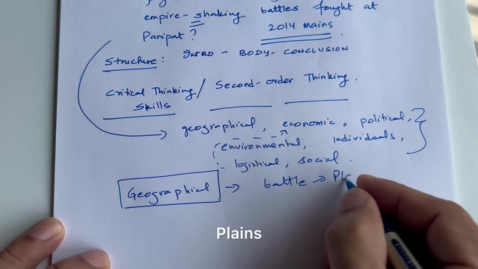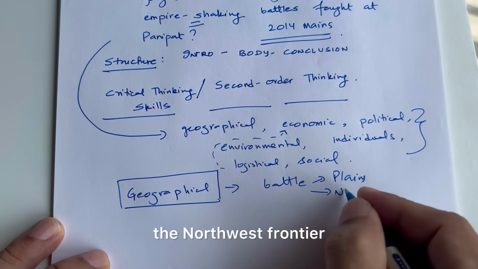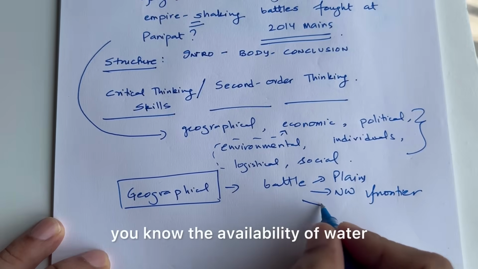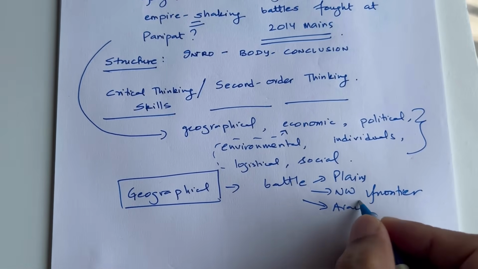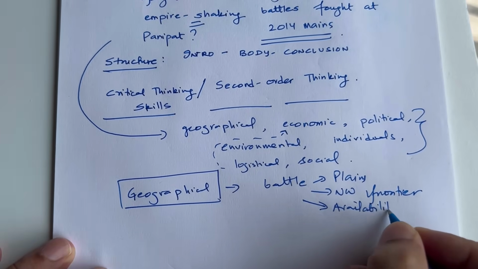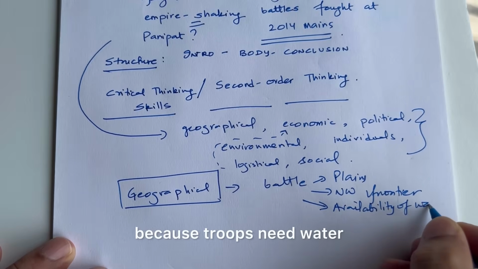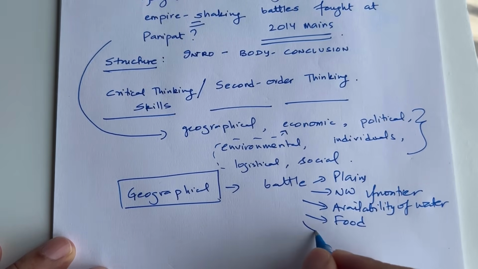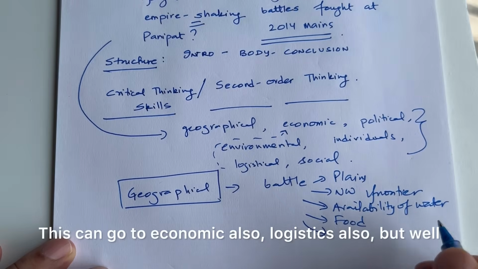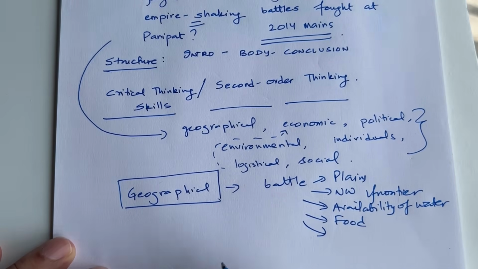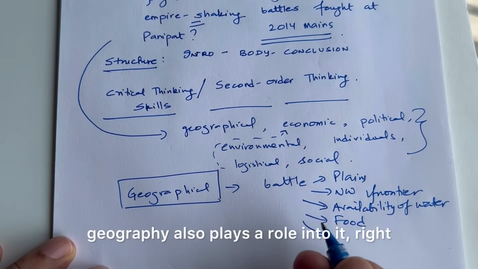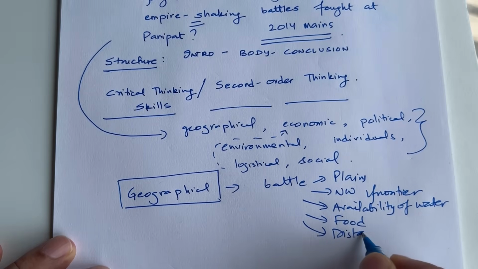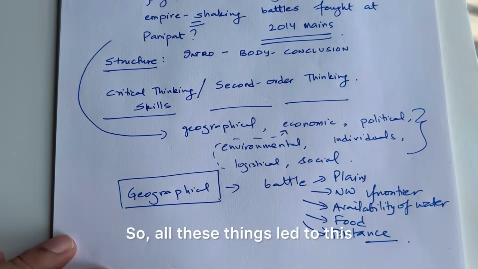Okay, plains, the northwest frontier, the availability of water, because troops need water, availability of food. This can go to economic also, logistics also, but well, geography also plays a role into it, right? Then apart from that, the distance, the sweet spot. So all these things led to this.